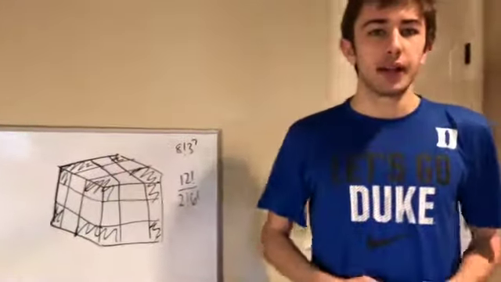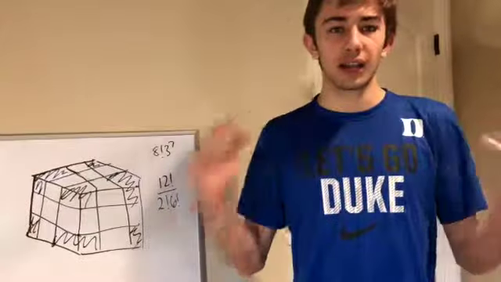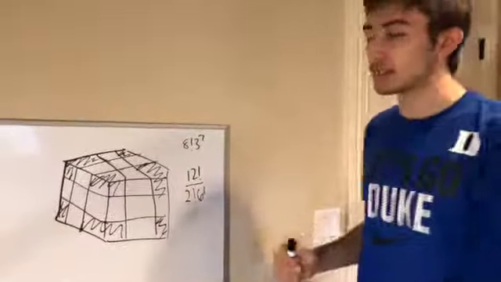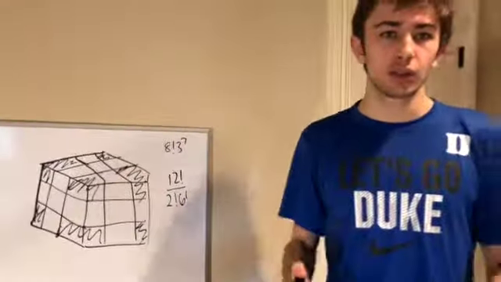So, now you know how to use graph theory to find God's number, or the optimal path length to get from a scrambled cube to a solved cube.